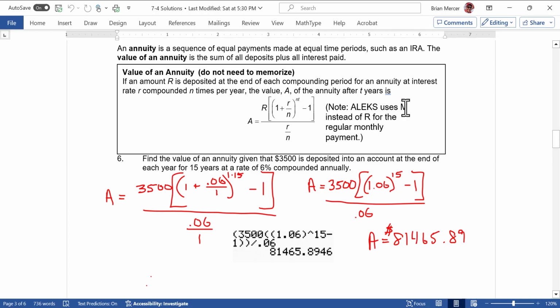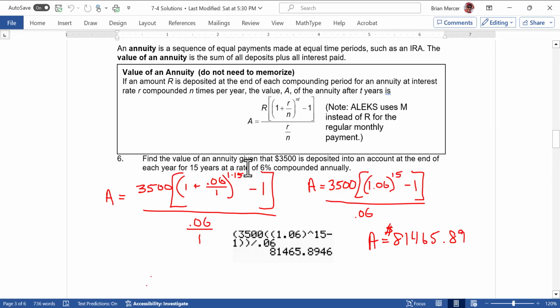And just a quick note that Alex uses M instead of R for the regular monthly payment. So that R right there, you'll see Alex using M. The other books will use other letters, and it's just a matter of paying attention to the definitions. And so we practice using that formula. I'm not going to spend a whole lot of time with this, and I'll show you why.